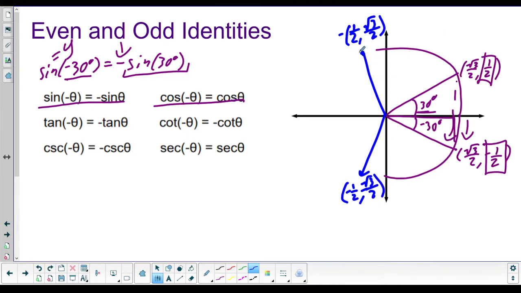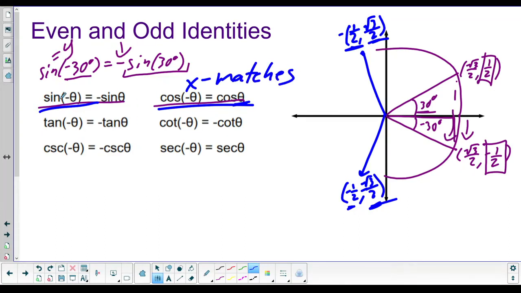So what you can see here is if you go a positive angle and a negative angle, their x's always match and their y's are always opposite signs. So that's what these two are trying to tell you. Their x's match. If you plug in negative an angle, cosine is the x, it equals cosine of that same positive angle. So x's match.